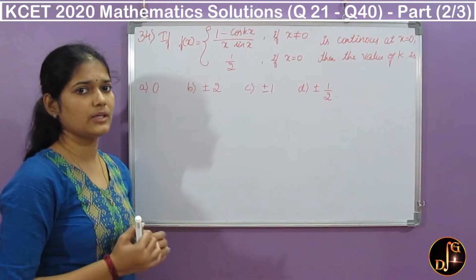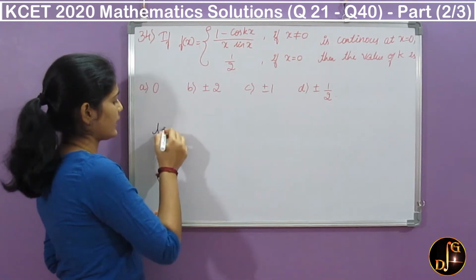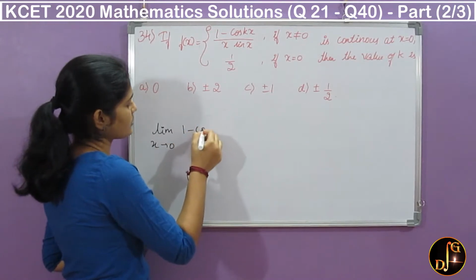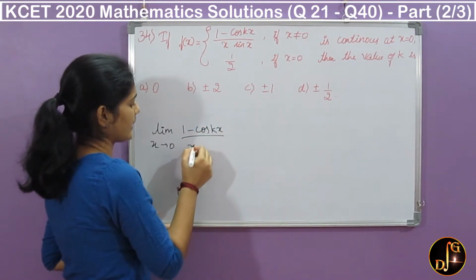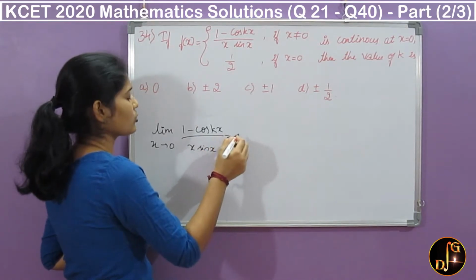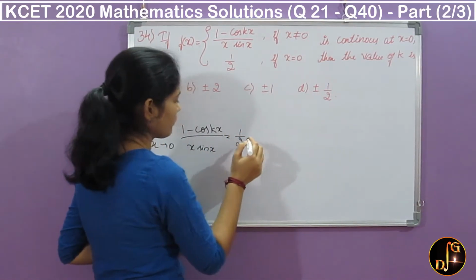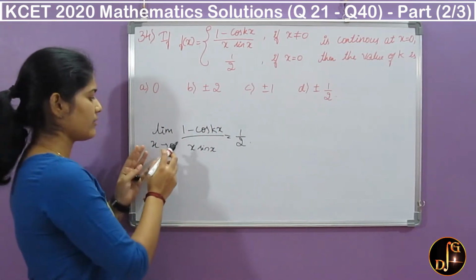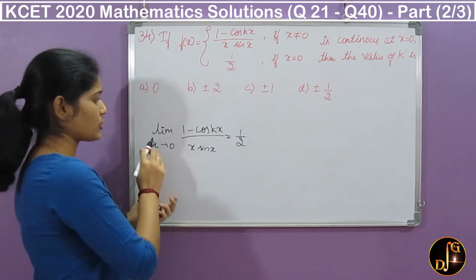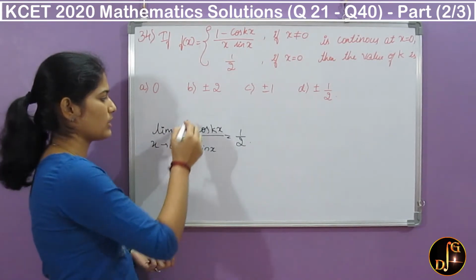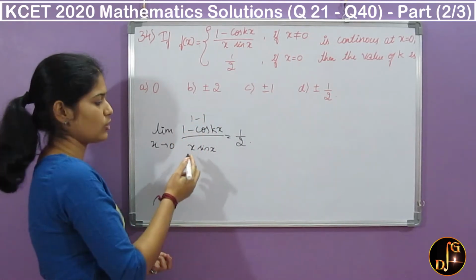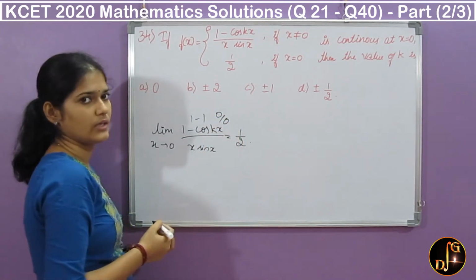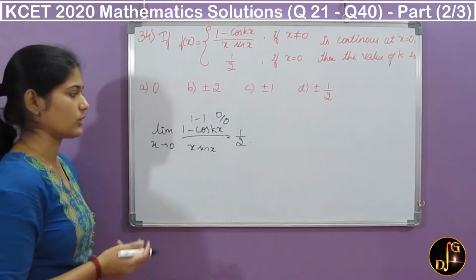How to solve this problem? We should take the limit as x tends to 0 of (1 minus cos kx) divided by (x sin x). This should be equal to 1 by 2. If we simplify this, then we will get the value of k. But if we substitute x equal to 0 directly, then the numerator will be 1 minus 1, that is 0, and the denominator is also 0. It will be 0 by 0 form.